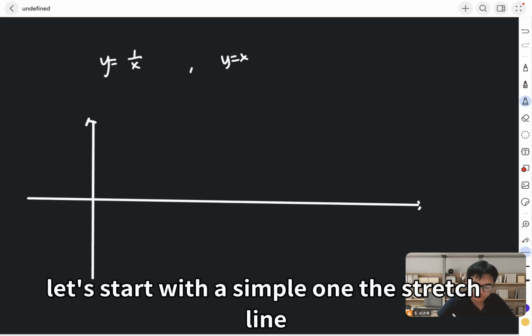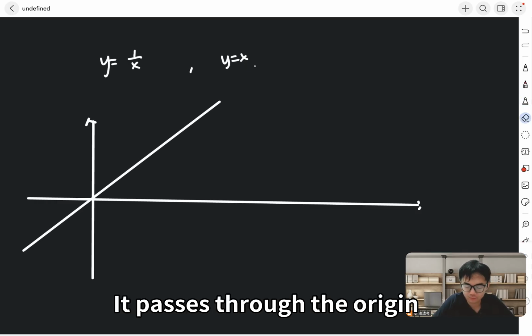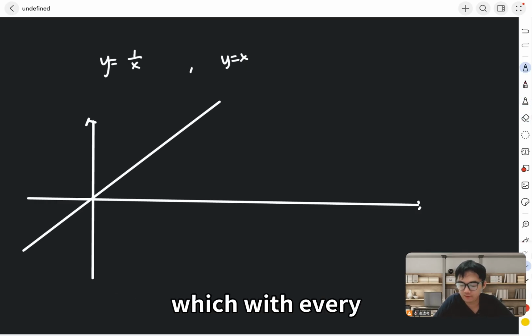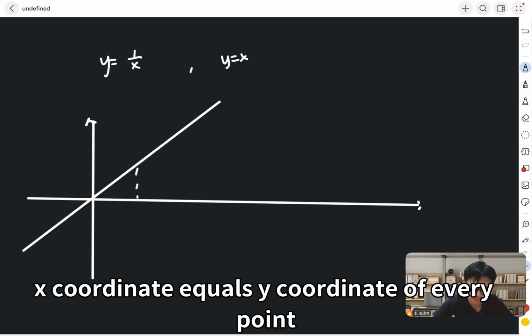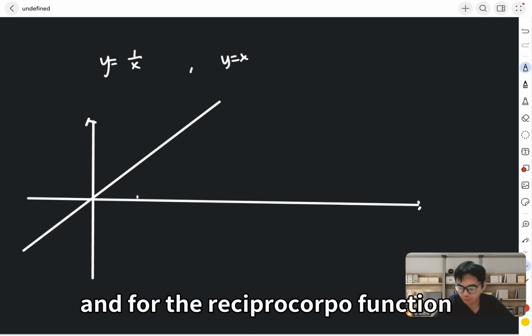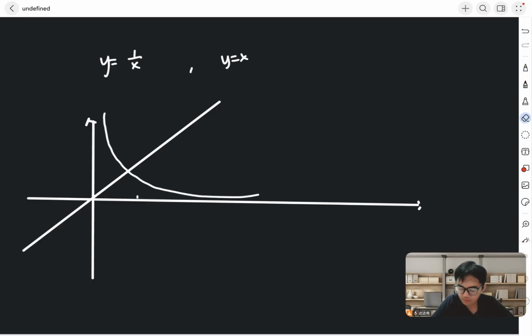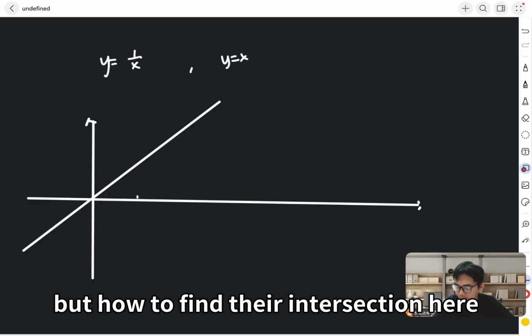Let's start with the simple one, the straight line. So you can just go with y equals x. It passes through the origin, where every point's x coordinate equals its y coordinate. And for the reciprocal function, we can just roughly draw it like this. But how to find their intersection here?